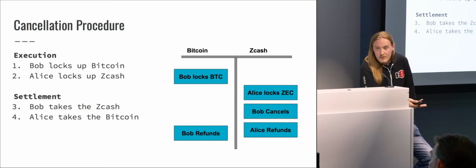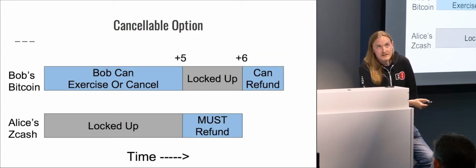Bob locks up the Bitcoin, Alice locks up the Zcash. When Bob wants to cancel, he moves the Zcash. Oh, I messed up my settlement. He moves the Zcash to the cancellation script, and Alice refunds from there. When Alice refunds, it reveals the cancellation secret, which lets Bob refund.